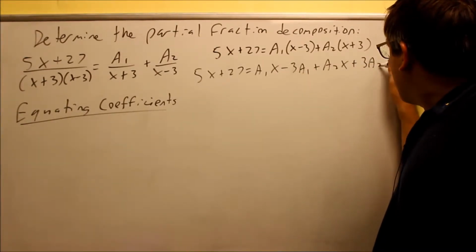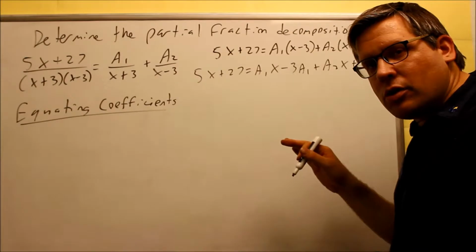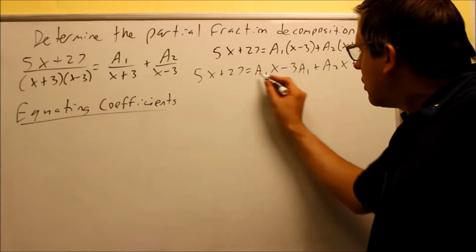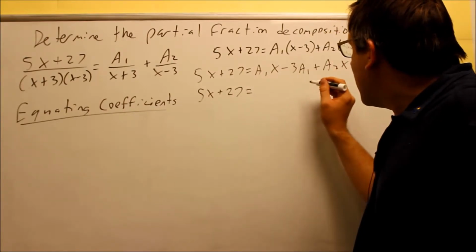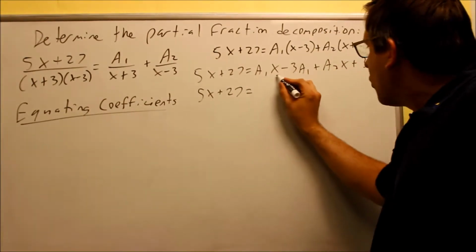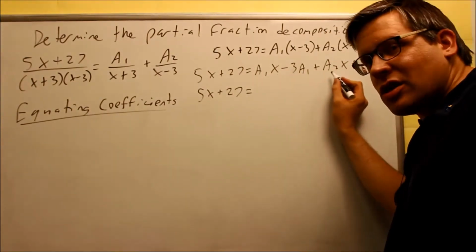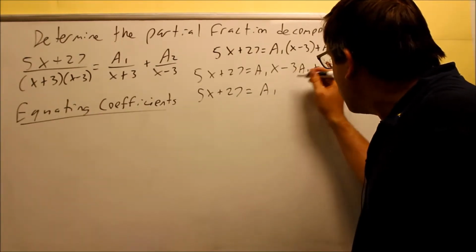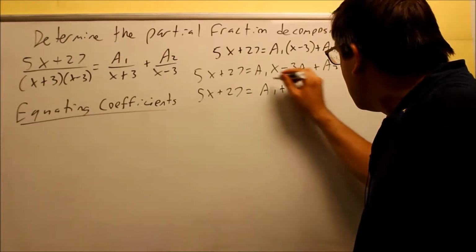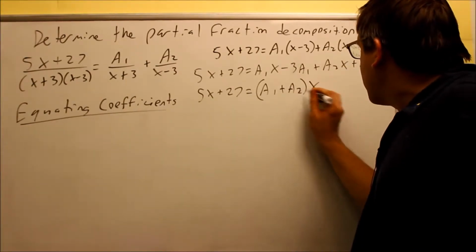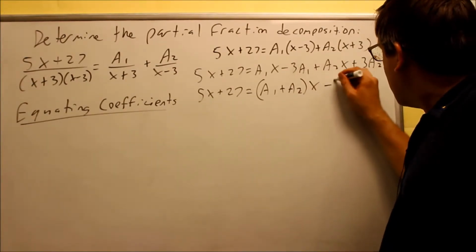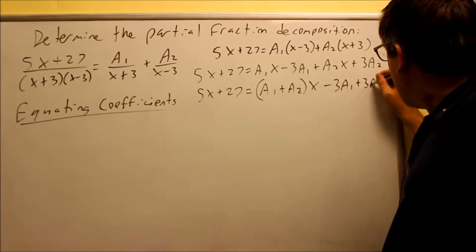The next step is to match up the common coefficients. So I'm going to put the like coefficients together. I still have 5x plus 27. I have the a1x and a2x. If I put those together, I can factor out an x from both of those, and I get something that looks like this. I end up with a1 plus a2 times x, and then over here I have minus 3a1 plus 3a2.